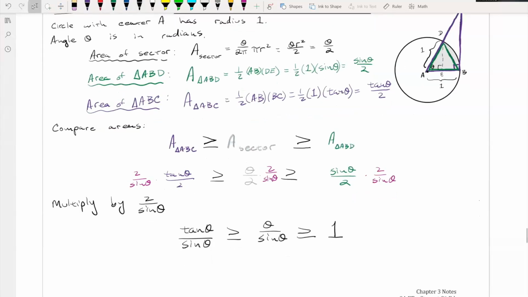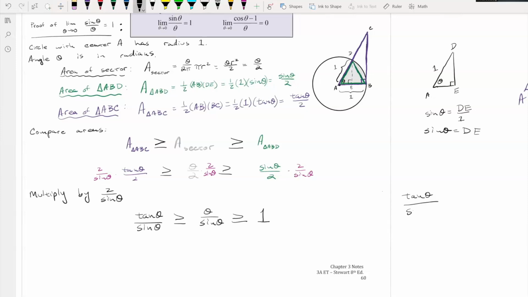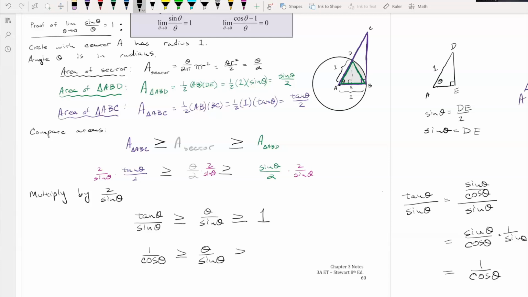I think we can simplify tan theta over sine theta off to the side real quick. Just remember the good old days of trig. Simplify this using identities. So that's sine theta over cosine theta over sine theta, which is going to give us sine theta over cosine theta times the reciprocal. And now we get these guys canceling. We're just left with 1 over cosine theta, right? So this becomes 1 over cosine theta greater than or equal to theta over sine theta greater than or equal to 1.